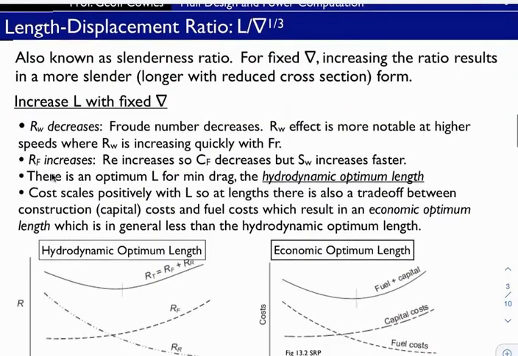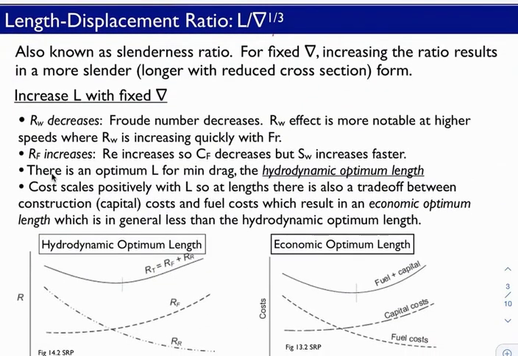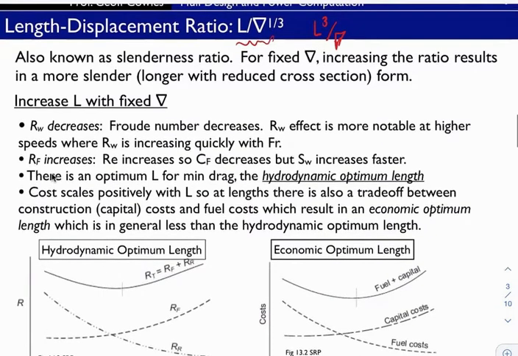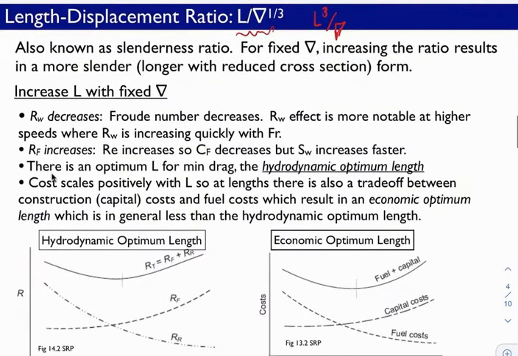A key ratio is this length displacement ratio. In some formulas you see it written L cubed over del instead of L over del to the 1/3 power. Sometimes this is referred to as the slenderness ratio. And if we think about, for fixed displacement, simply lengthening the boat by either reducing the beam or reducing the draft, essentially we're reducing the cross section and lengthening the boat, and we'll think about what happens.